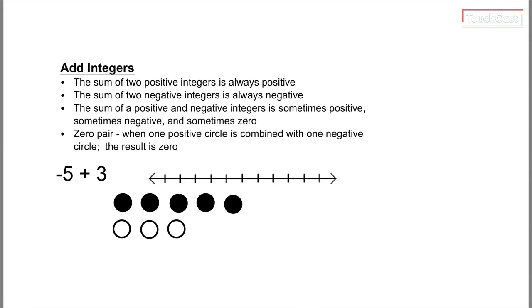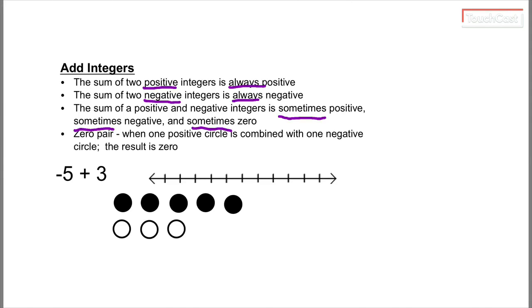The sum of two positive integers is always going to be positive. The sum of two negative integers is always going to be negative. The sum of a positive and negative integer is sometimes positive, sometimes negative, and sometimes even zero. Remember, the sum is the answer to an addition problem.